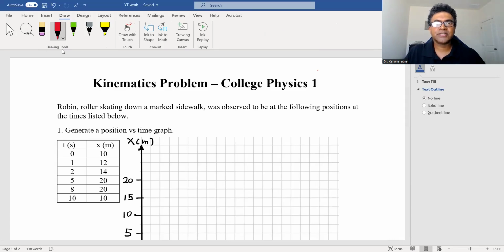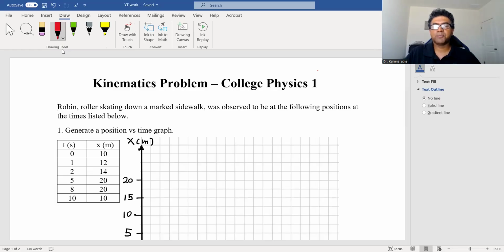So today we are going to discuss a kinematic problem related to College Physics 1. So you can see the problem now. Let's go ahead and read the question. Robin roller skates down a marked sidewalk, and was observed to be at the following positions at the times listed below. You have a table giving time in seconds and x position in meters.